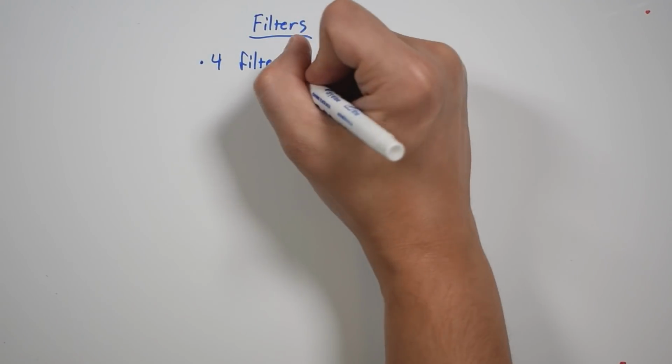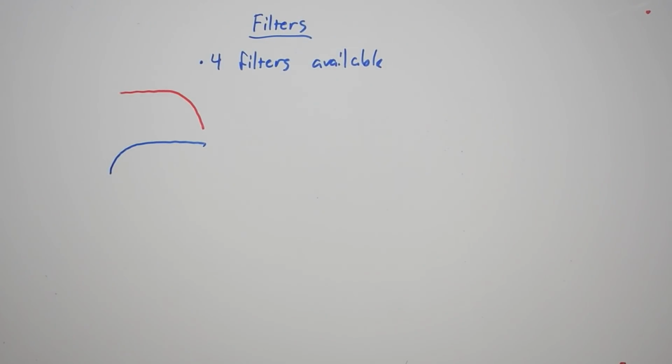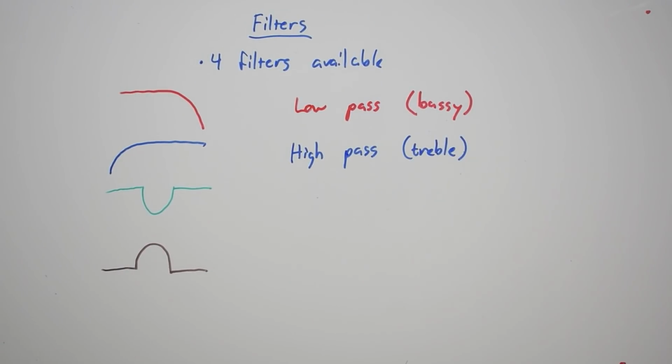As for filters, the SID provides 4 filters that we can use to change the sound across all 3 voices. The first one is the low-pass filter, which sounds very bassy. The next is the high-pass filter, which covers basically treble sounds, high-pitched frequencies. The third is the band stop filter, or notch filter.